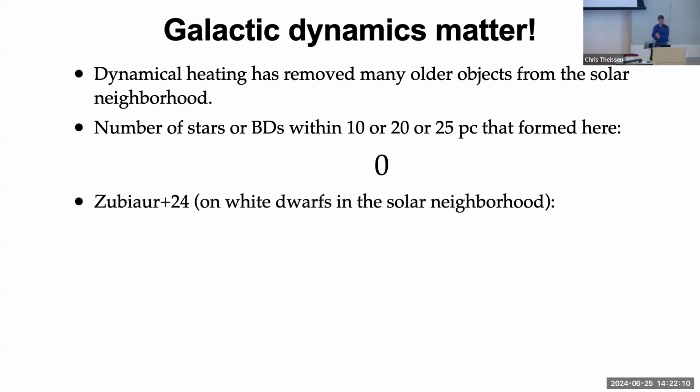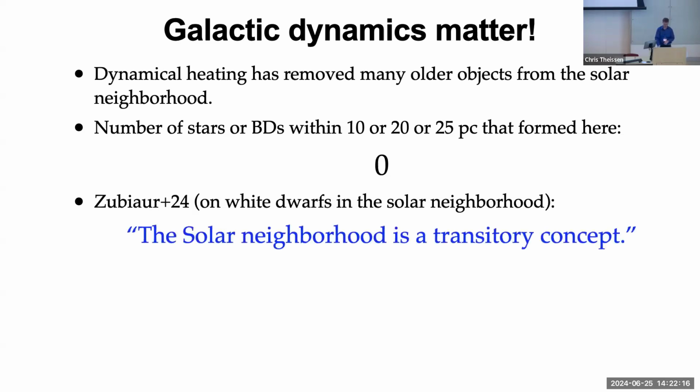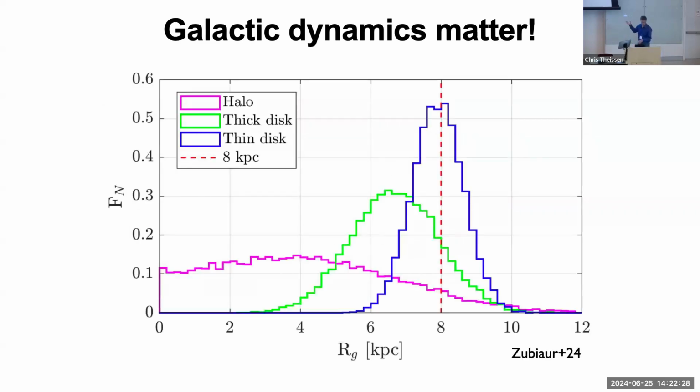I want to quote a paper from Zubiar 2024, just came out, looking at the kinematics of white dwarfs in the solar neighborhood. Their conclusion is that it's transitory. So what actually is in our sample? What does it represent? It's not the stars that were born nearby. According to Zubiar et al., stars may be coming in from as much as 2 kiloparsecs away, and that's just the thin disk component.